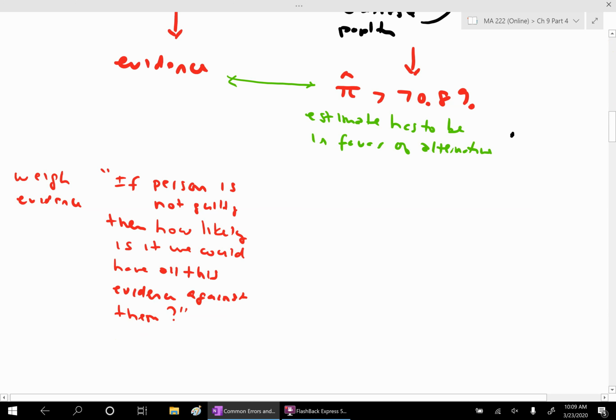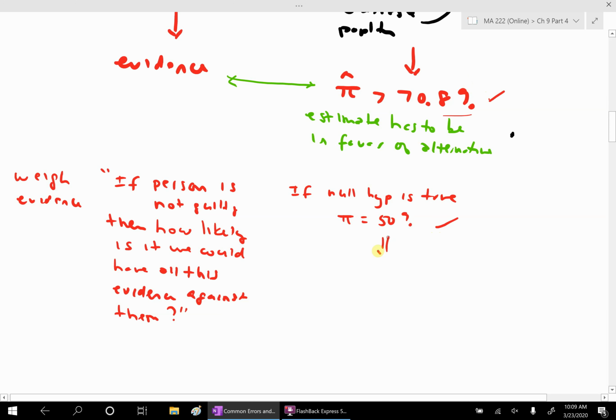So what's going on is, if the person's not guilty translates to if the null hypothesis is true. In other words, in this situation, pi is really equal to 50%. And it's important to understand this is not just a statement about the parameter's value. It actually dictates what estimators have to look like. In other words, this hypothesis dictates what these guys have to look like.